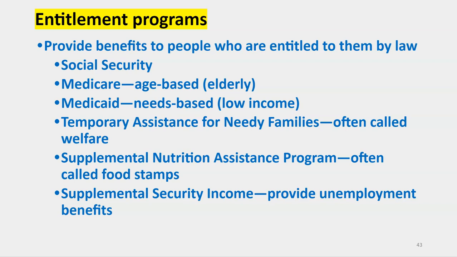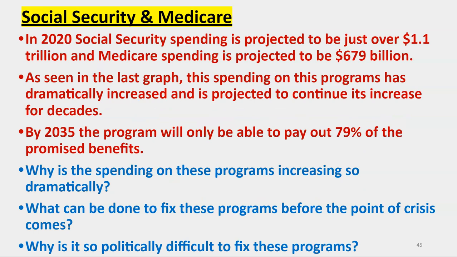So it's significantly eating a larger and larger chunk of the overall budget. And notice in 2020, Social Security spending is going to be over $1 trillion. Medicare, $679 billion. This is significant in terms of how much money is coming in and how much money is going out, and the deficits that are created as a result of this.